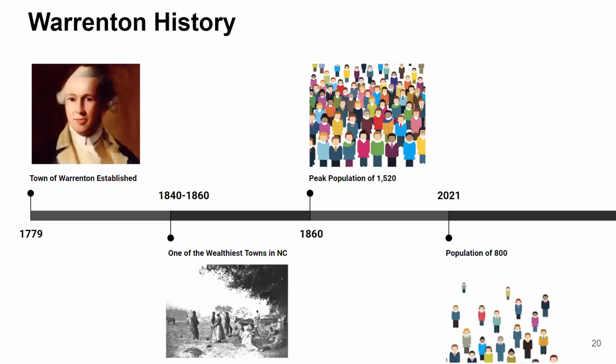Here's a timeline depicting this. In 1779, the foundation of the incorporation of the town. In 1840 to 1860, one of the wealthiest times in the town's history. During that time, in 1860, it had a population of about 1,500 folks compared to today of about 800 folks.